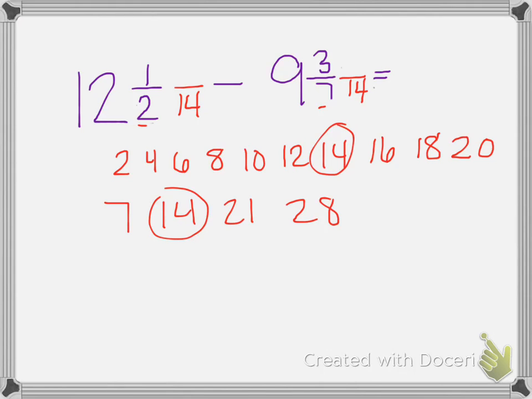2 times 7 is 14. 1 times 7 is 7. 7 times 2 is 14. 3 times 2 is 6. So now we have 12 and 7/14 minus 9 and 6/14. So 12 minus 9 is 3. 7/14 minus 6/14 is 1/14. So our answer is 3 1/14.